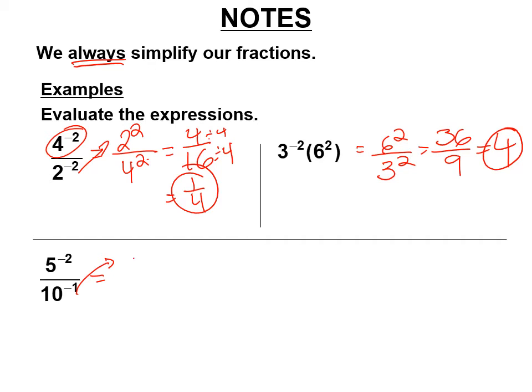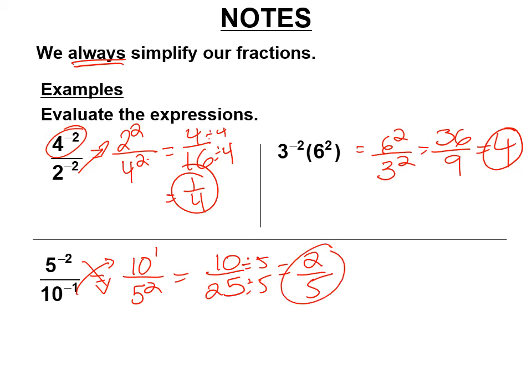So that goes up there, becomes 10 to the first. That goes down here, becomes 5 squared. That's 10/25. You're not leaving it that way. And 10/25 simplifies to 2/5, right? Simplify your fraction.